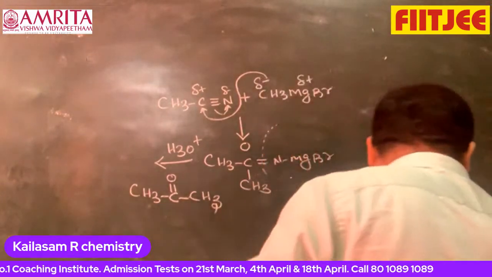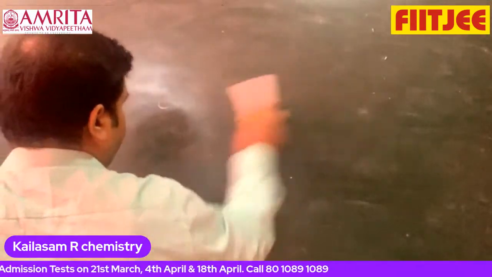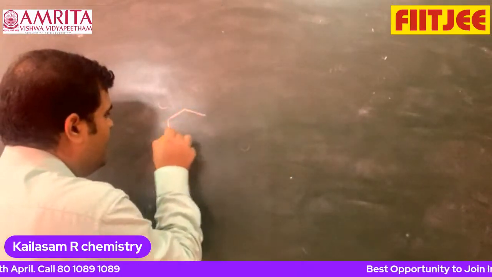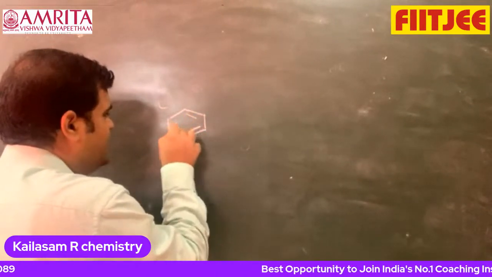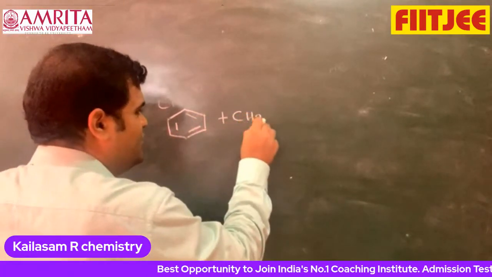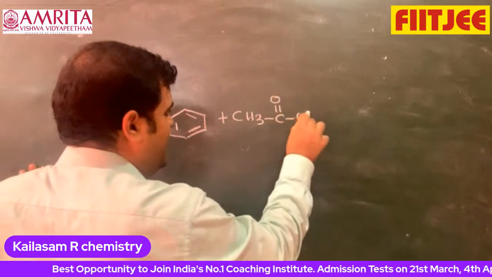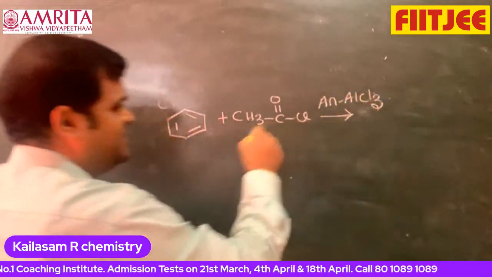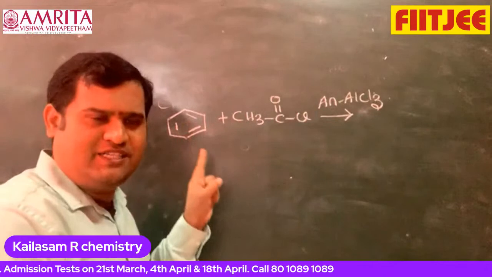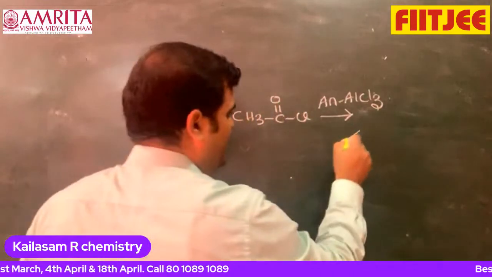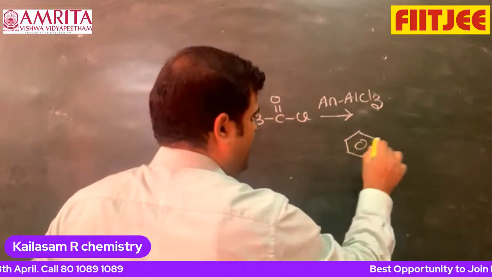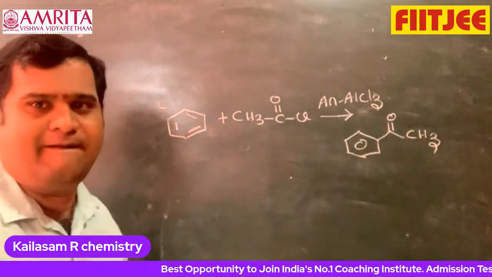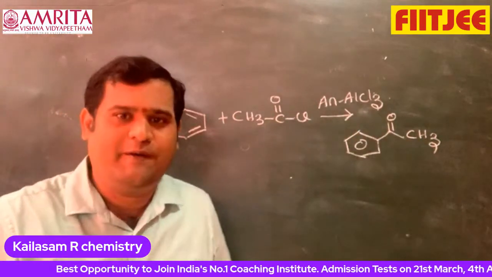Another example, Friedel-Crafts acetylation, is a preparation of ketone. Look at that. I'm taking benzene, which we have discussed already, plus CH3–C=O–Cl, with anhydrous AlCl3. This is an example of Friedel-Crafts acetylation: benzene and acid chloride give acetophenone. That's all. It is an aromatic ketone.